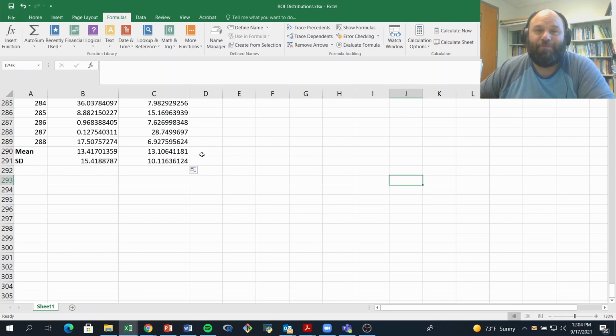To summarize, for symmetric distributions, we typically summarize those distributions with two values: the mean, which tells us where the data is centered, and the standard deviation, which tells us how the data is spread around the mean. In the next video, we're going to look at what we do with skewed distributions.